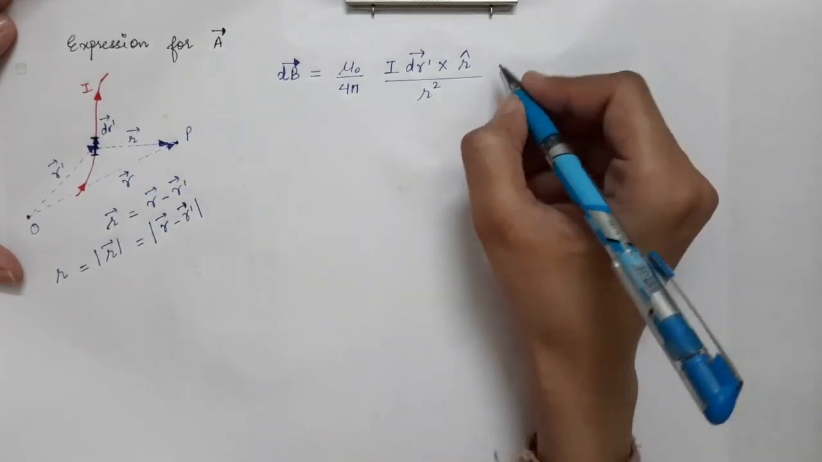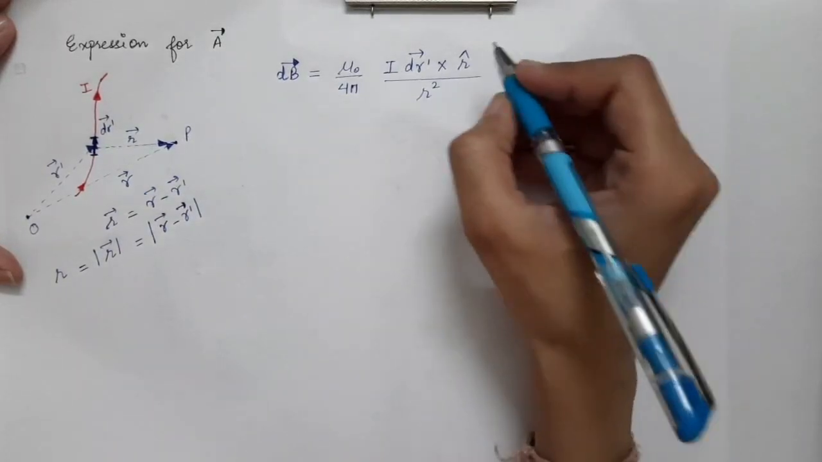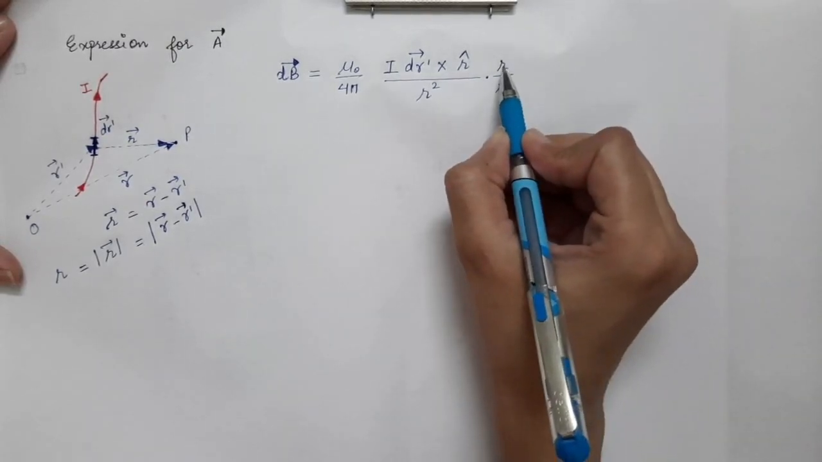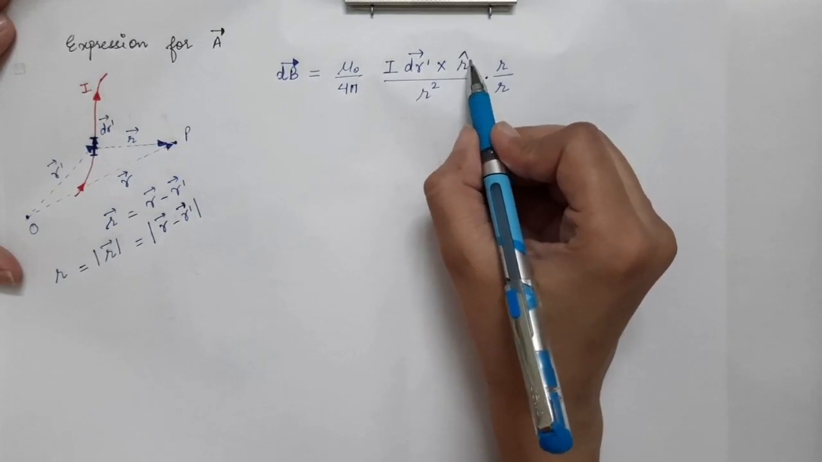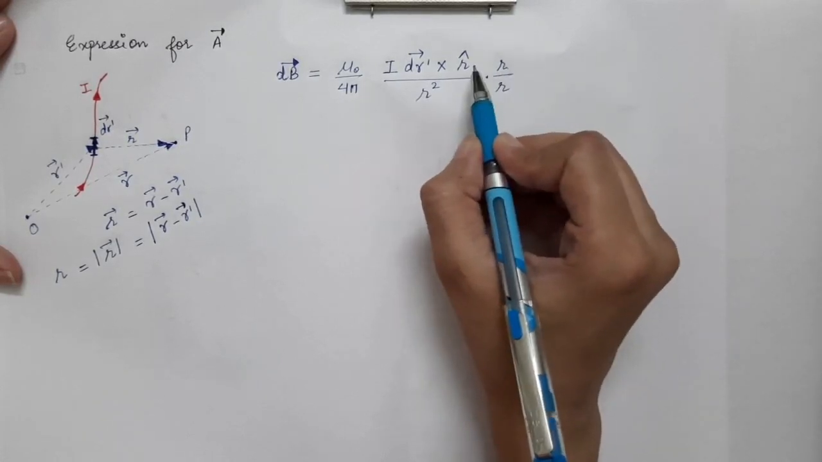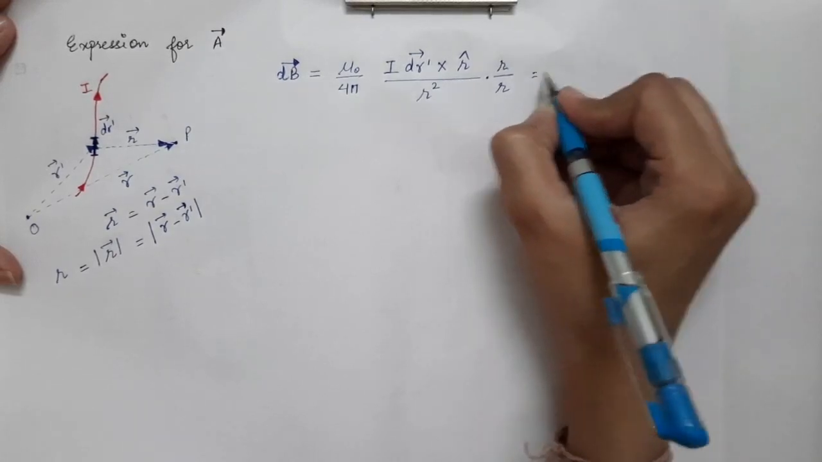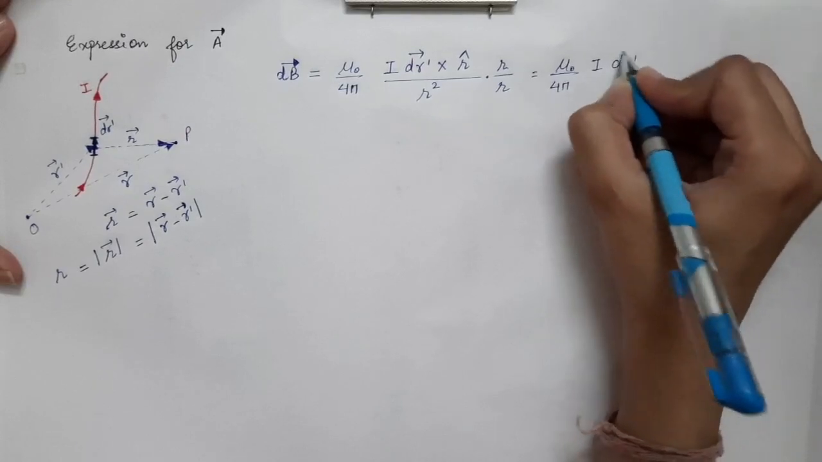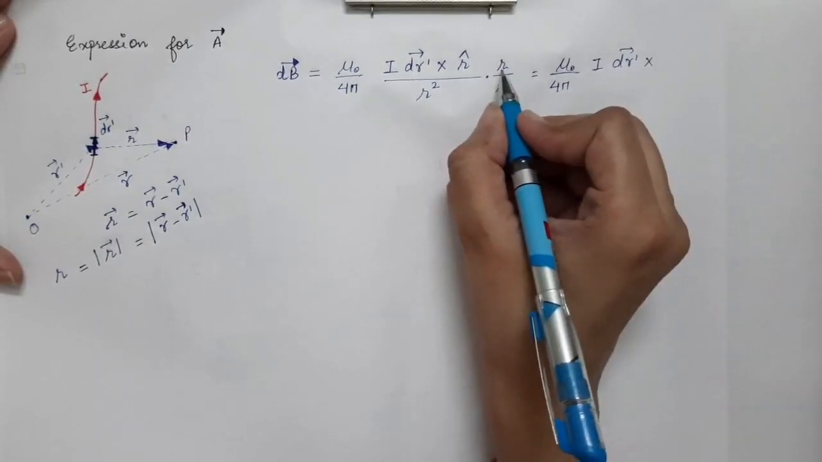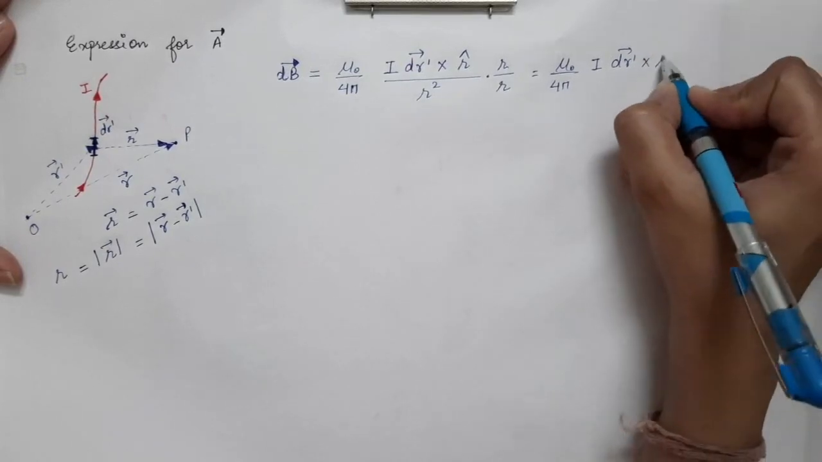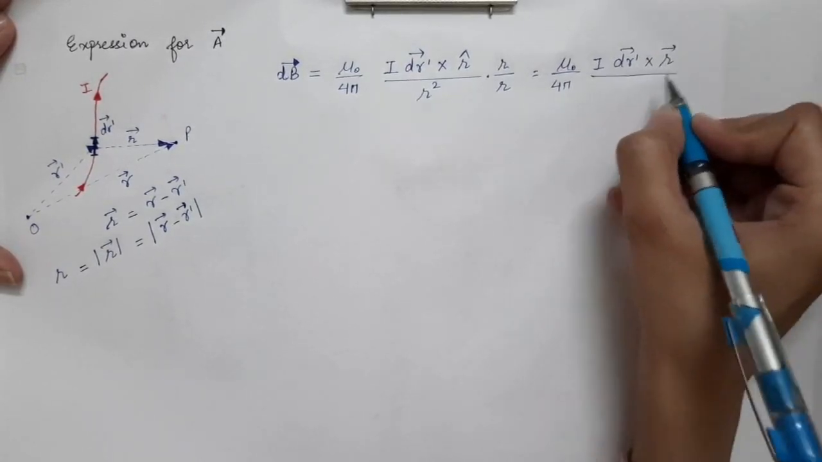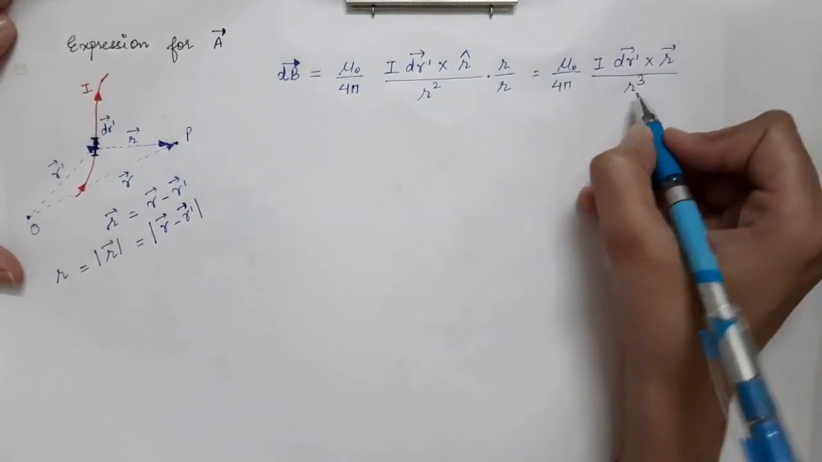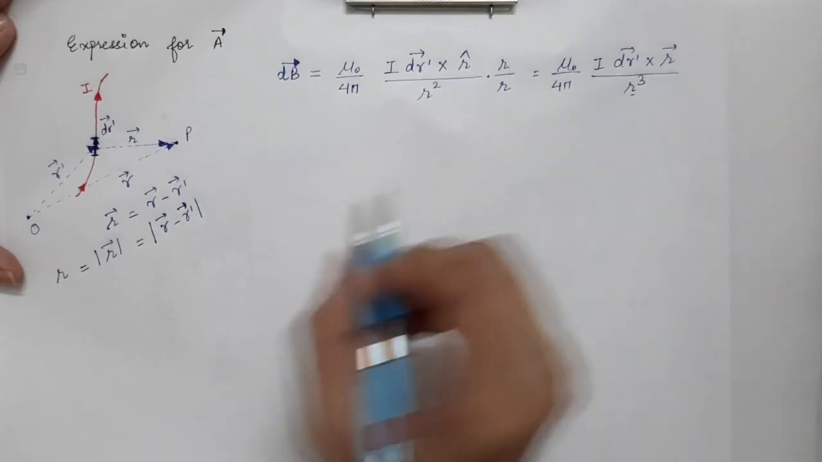Now you can multiply and divide this expression by curly r, so you can club this curly r with curly r cap, and that will give curly r vector. So this will be equal to mu naught divided by 4 pi, I times dr prime vector cross product with curly r into curly r cap, which equals curly r vector, divided by curly r square into curly r, that is curly r cube. Over here curly r is the magnitude.